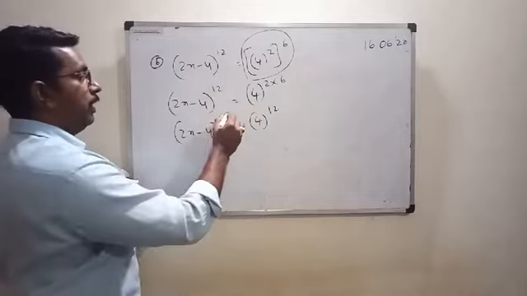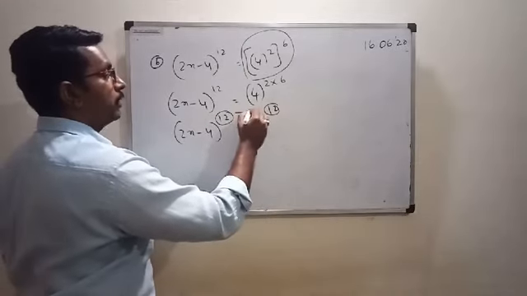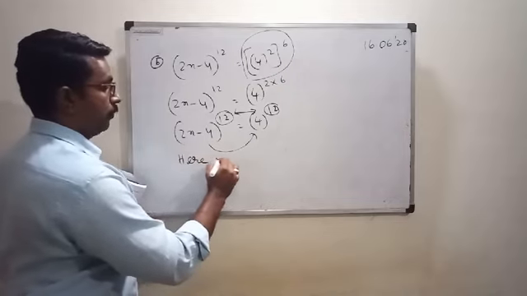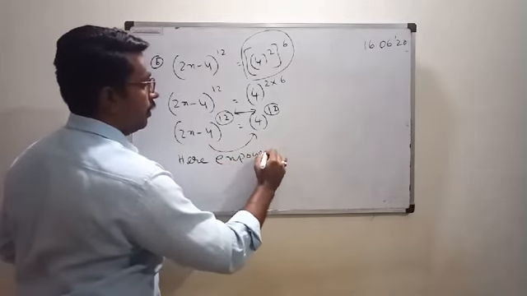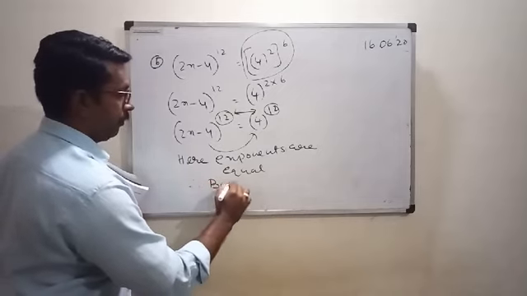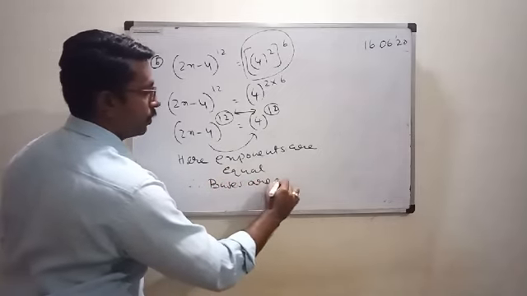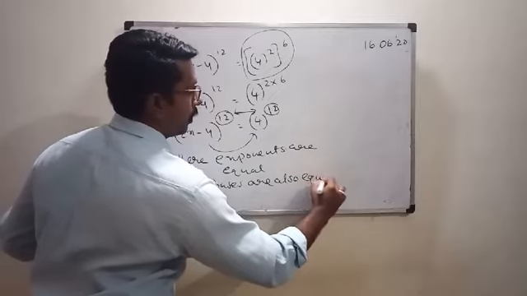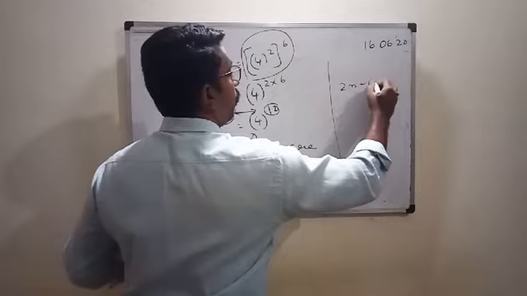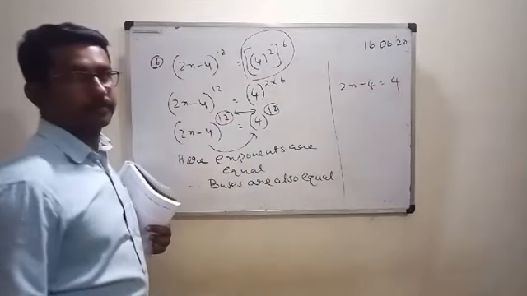Look at this one. Here both have the same power. Exponents are same. Therefore, bases are equal. Here exponents are equal. Therefore, bases are also equal. Means what? 2x minus 4 equal to 4.